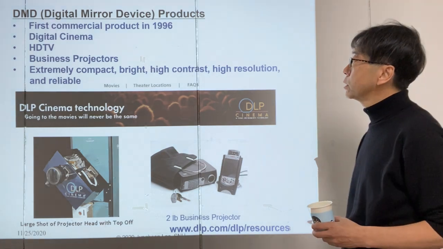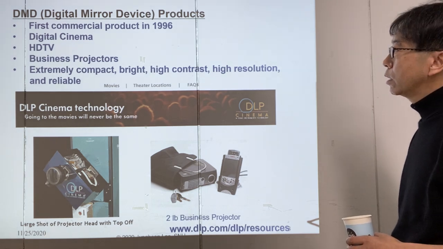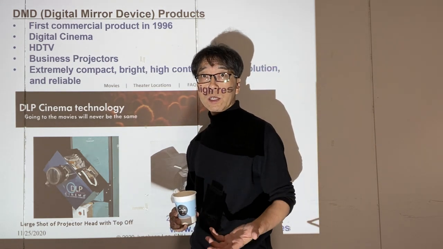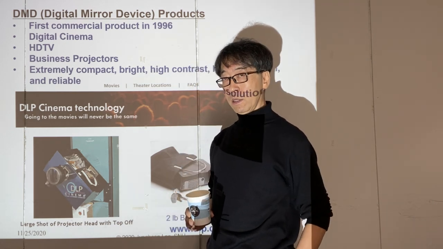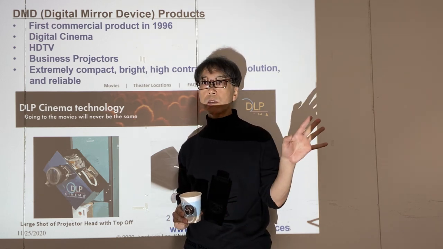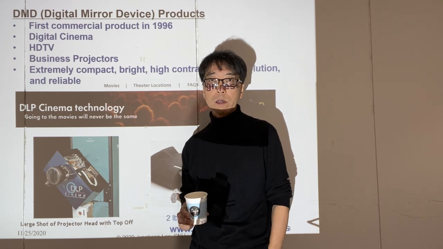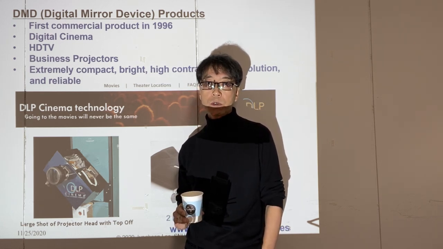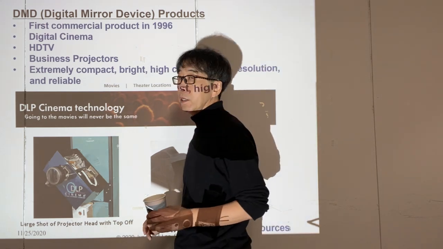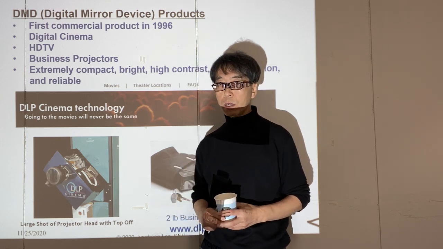So the first commercial product was released in 1996. And even nowadays, probably the biggest market is digital cinema. The high quality, huge, large screen cinema is governed by this digital mirror device projector nowadays. There's no other technology that can challenge TI's technology nowadays. TI is a single vendor in the projection market in terms of digital mirror device. Amazing, isn't it, right? And sometimes they came up with HD TV, and you see that some of the LG projector TVs nowadays actually use DLP technology.